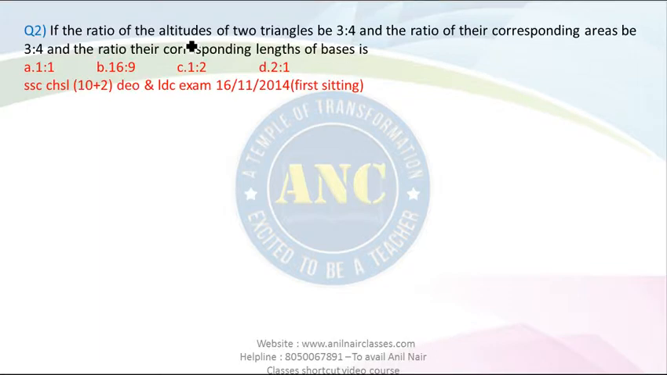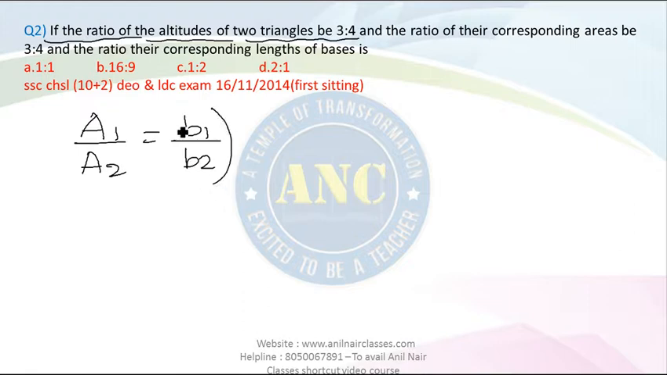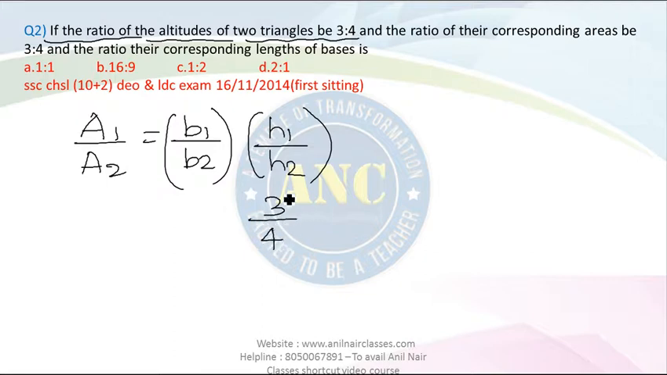Second question, similar to the first question: the ratio of altitudes of two triangles is 3 is to 4. First let us write it down. A1 by A2 is B1 by B2 times H1 by H2. That means the altitude ratio is given as 3 is to 4. Next, the ratio of their corresponding areas is 3 is to 4.